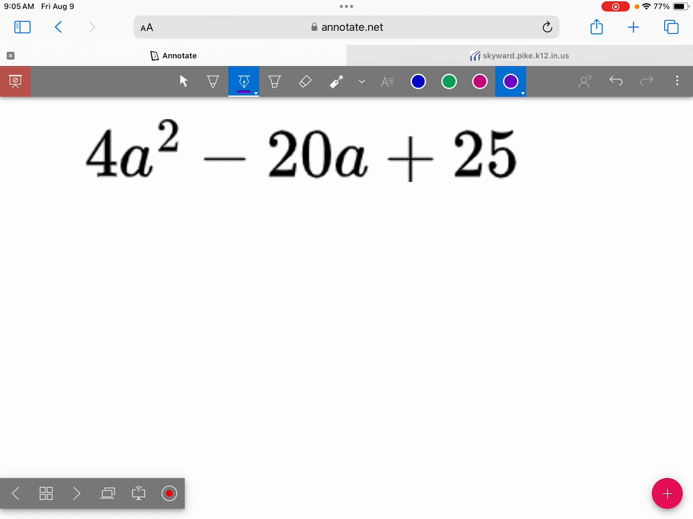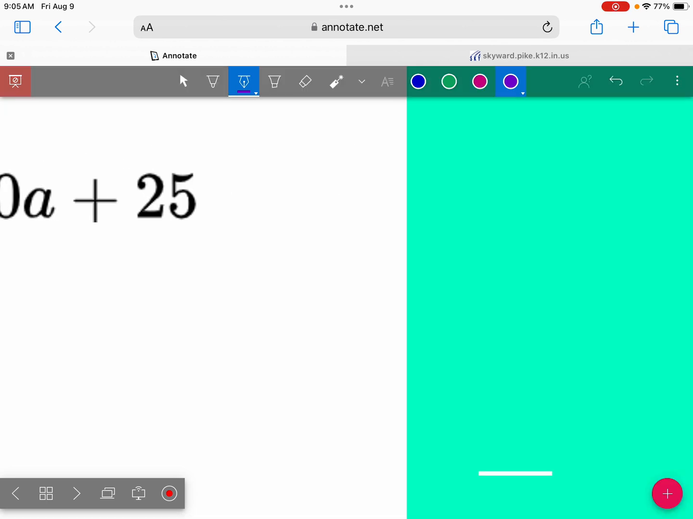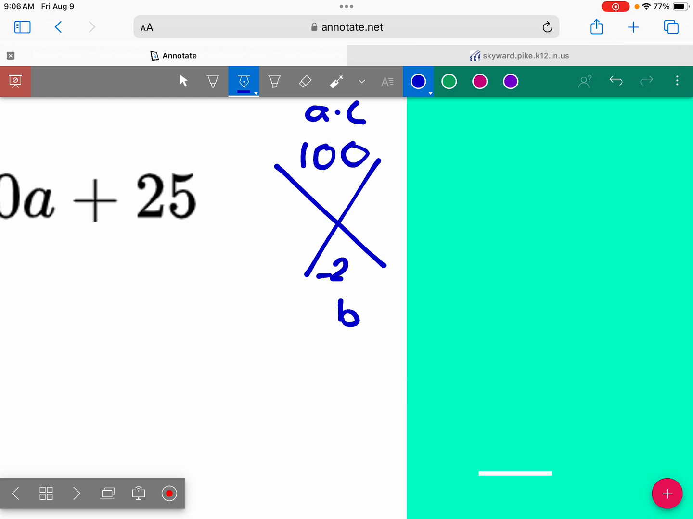So, there it is. First things first, we need to check for a GCF. Does this one have a GCF? No. It looks like it should, but it doesn't. So what we need to do is figure out how to uncombine the like terms from the middle piece. So I'm going to use my X frame to do so. That's when we use our A times C at the top, B at the bottom. My A is 4, my C is 25. So my A times C at the top is 100. And my B is negative 20.